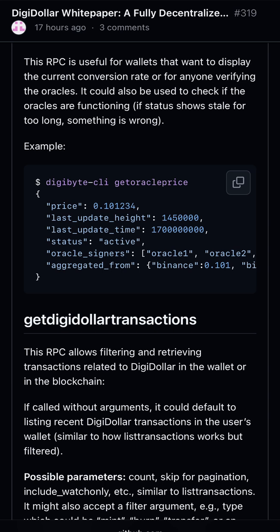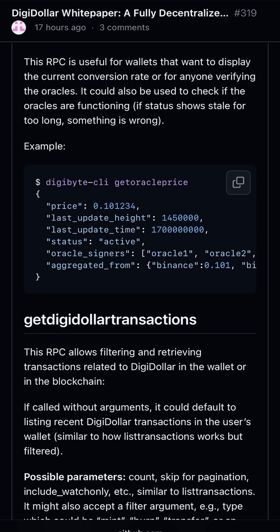Example: digibyte-cli oracleprice. Price, 0.101234. Last update height, 1,450,000. Last update time, 1,700,000,000. Status, active.